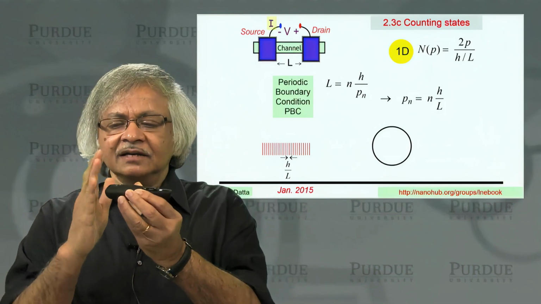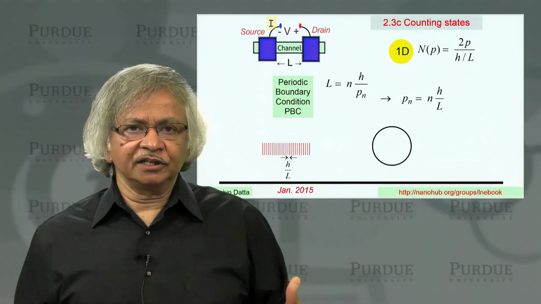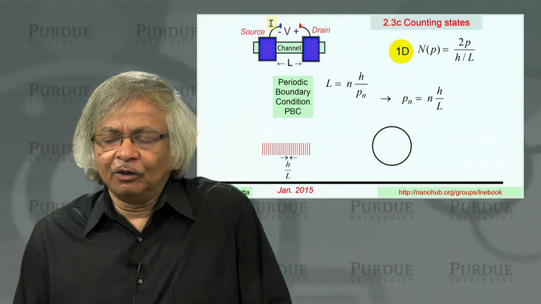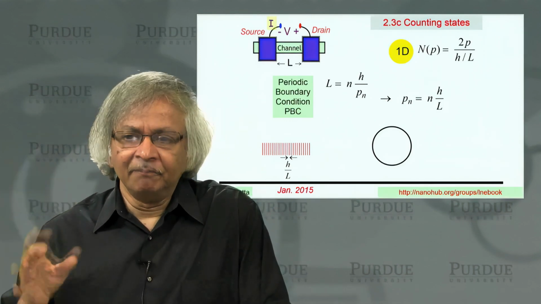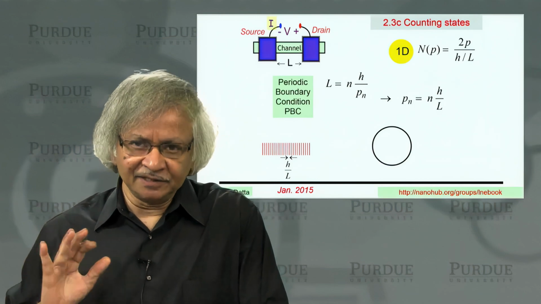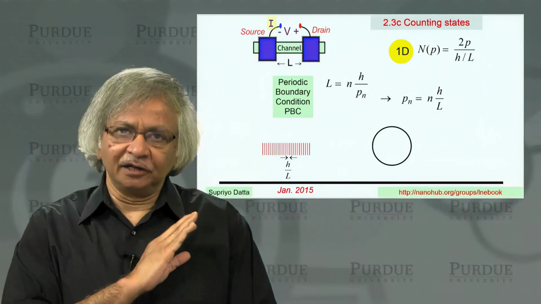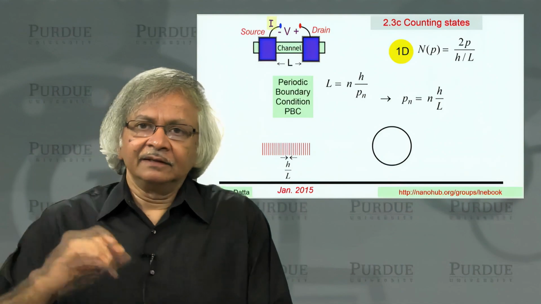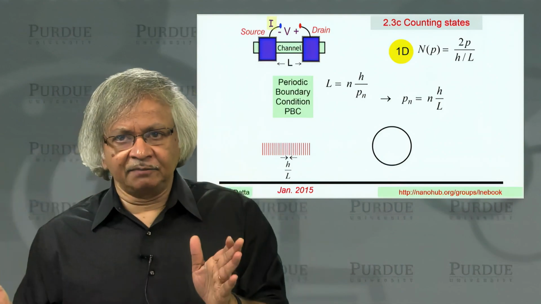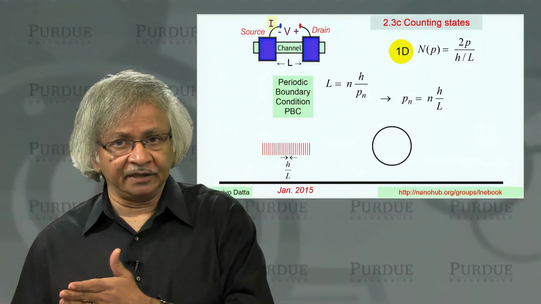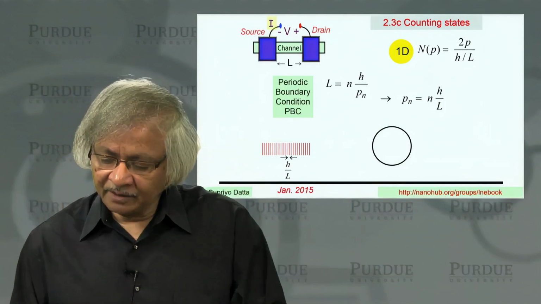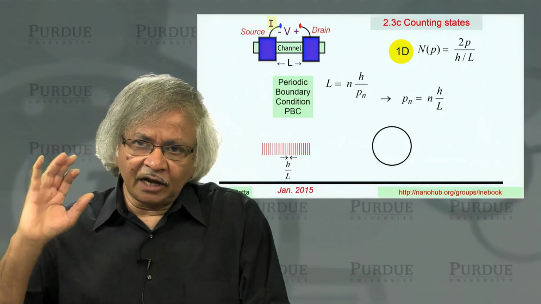So since the exact boundary conditions do not matter, what we do is use whatever boundary conditions make our life mathematically the simplest. And that's this periodic boundary condition. That is, if you actually knew the exact boundary conditions, the whole details would be much more complicated, if you wanted to include them.